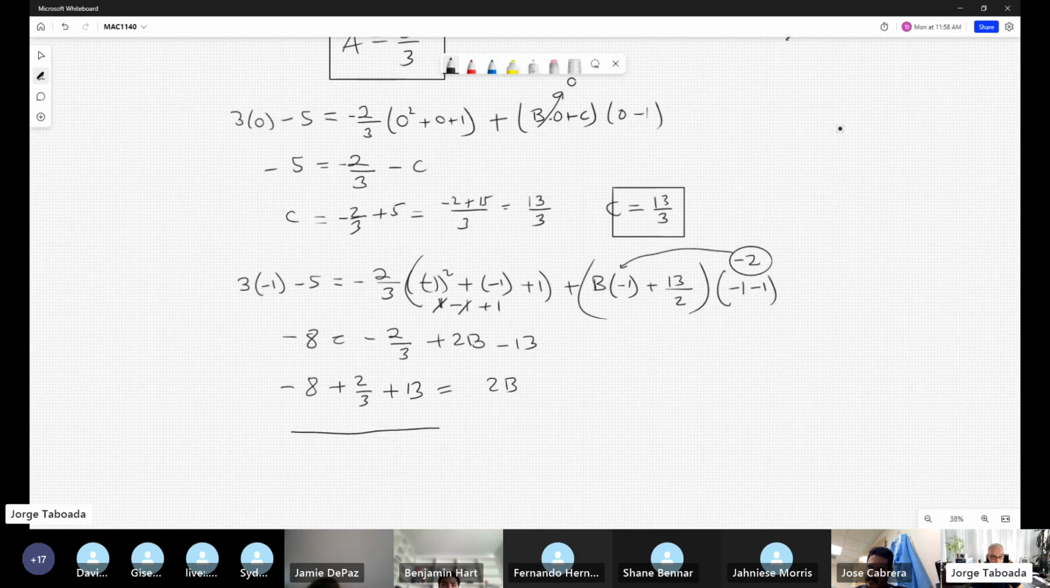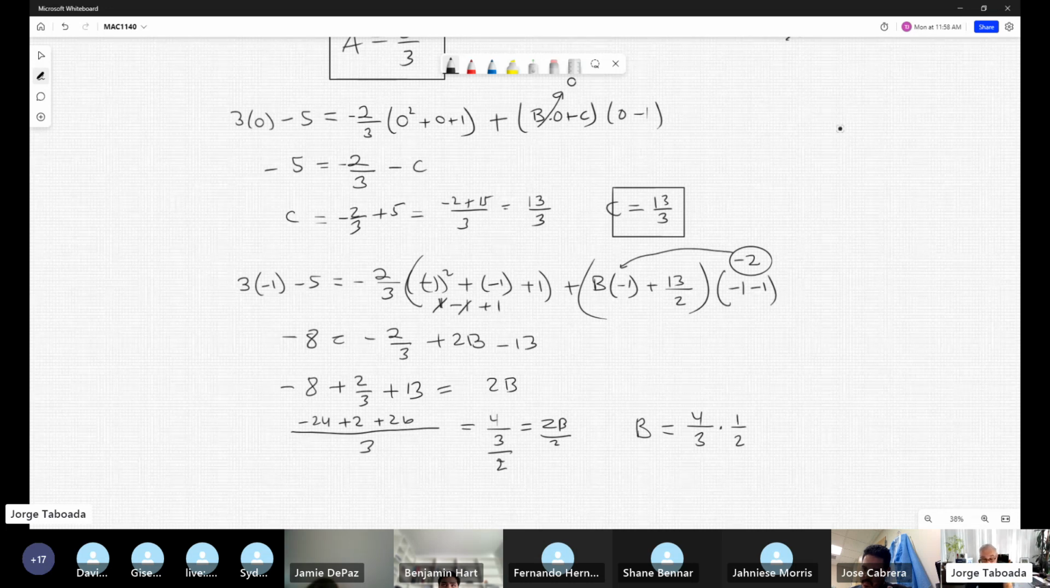You find the least common denominator, 3, and we have minus 24, plus 2, plus 26. Okay, 26 minus 24 is 2, and 2 plus 2 is 4, no? 4/3 equals 2B. Divided by 2 both sides, B alone is equal to 4 over 3 times 1/2, which is 2/3. Okay, I finish.